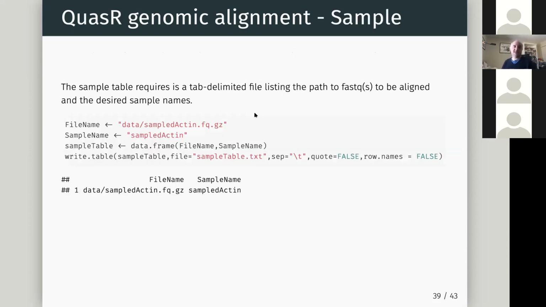So the sample table we need is a tab-delimited file listing the paths to the FASTQs to be aligned, and the desired sample names. Okay, so we just need data sampled actin.fastq.gz. So we don't need to worry here about unzipping this file. It's going to do that internally. We can give it a sample name here, sampled actin.